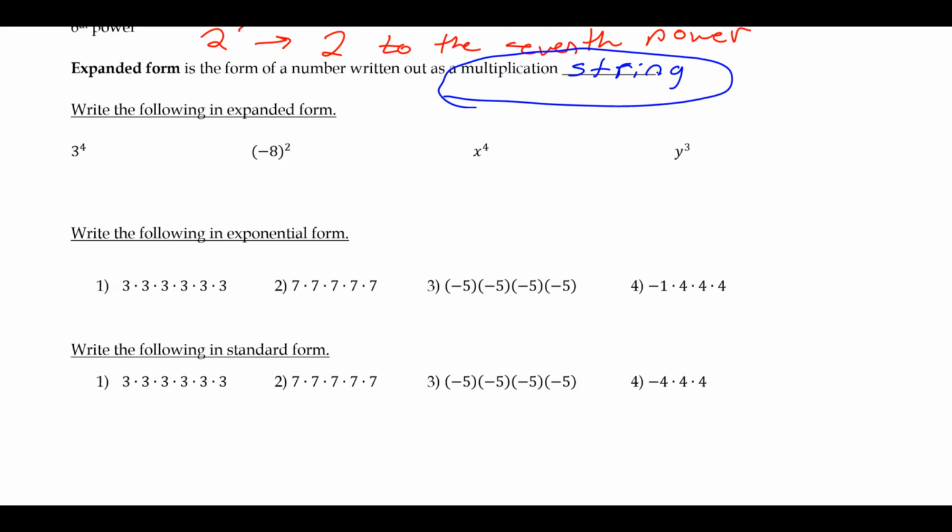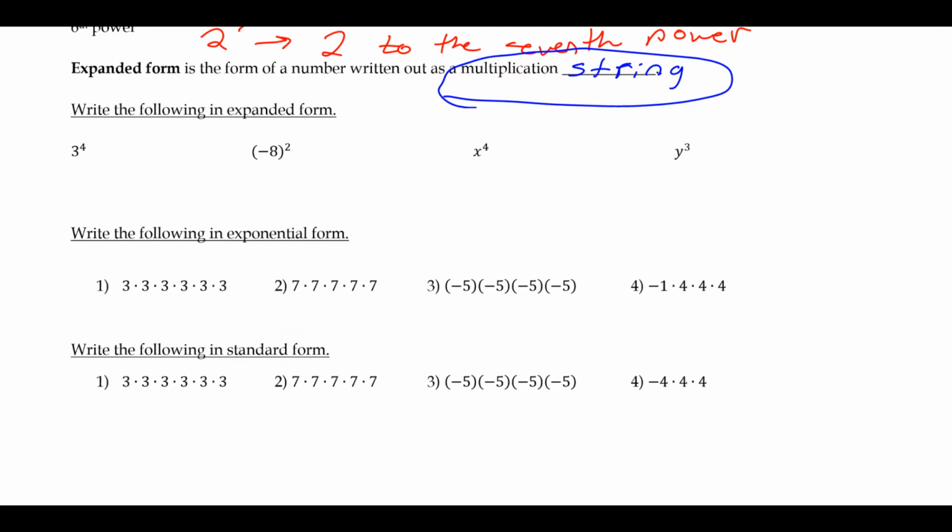Then go ahead and kind of write these in exponential form. See if you can do that. Pause the video and then check your answers. And then go ahead and write these in standard form. Now I'll give you a little hint here. Standard form is the actual number. So for instance, 3 squared equals 9. That would be standard form.